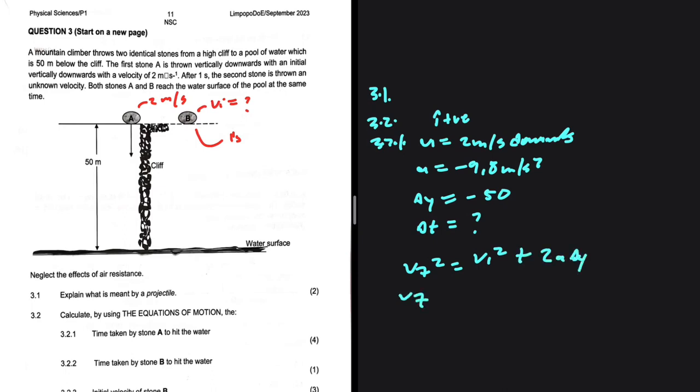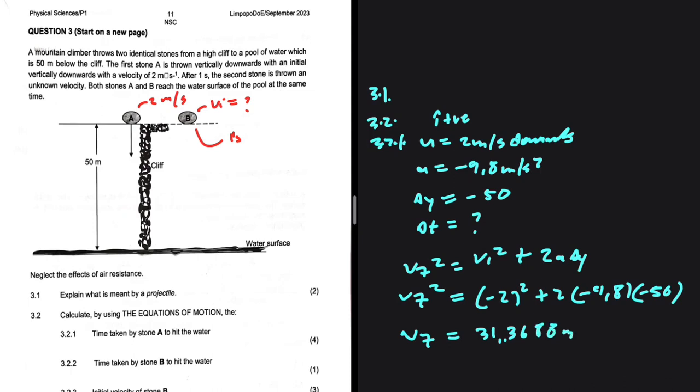If I find VF, I'm going to be able to use VF is equal to VI plus a delta T and find the time. So VF squared is equal to VI squared, minus 2 squared, plus 2 multiplied by the acceleration, minus 9.8, multiplied by delta Y, minus 50. Now I just need to take the square root on both sides. I'm going to get VF being equal to 31.3688 meters per second. But I know that it is downwards because the ball is striking the ground while it is going downwards.